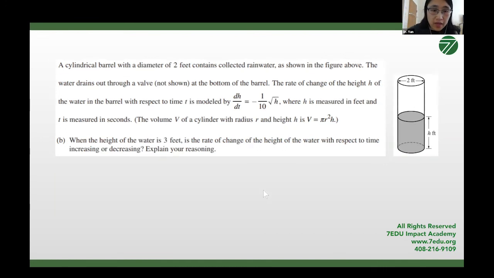Okay, so that's part A, and then continue to part B, and this is another rate of change. But this time it asks whether the rate of change of height of water with respect to time is increasing or decreasing. For this type of question, you have to know that in order to evaluate whether a function is increasing or decreasing, you just take the first derivative. If the first derivative is positive, that means the function is increasing. If the first derivative is negative, that means it is decreasing. So you just take the derivative, dh over dt.